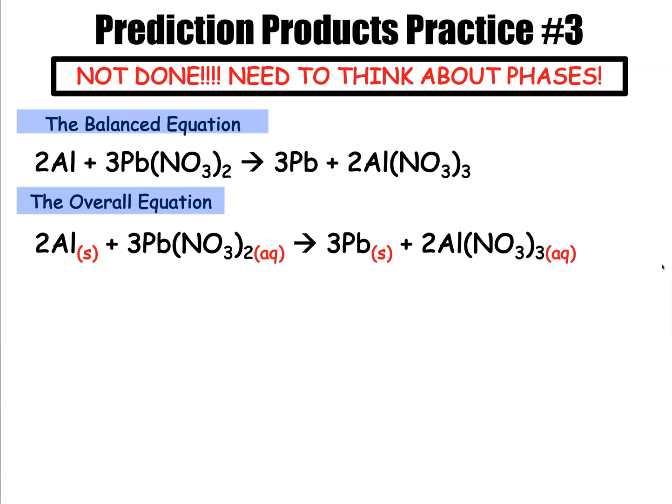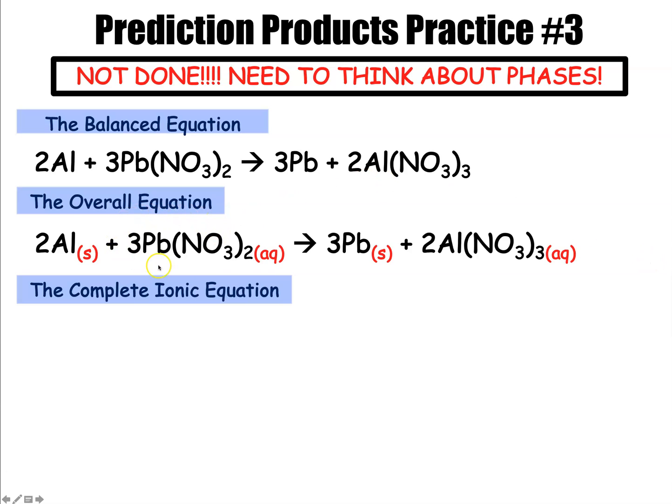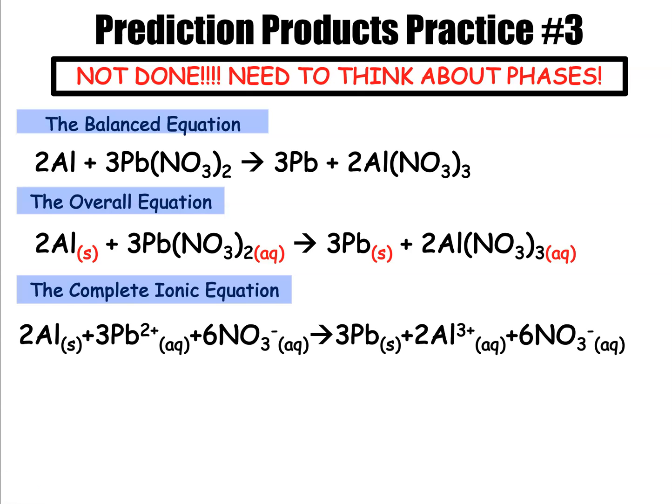Okay. The next step is we want to make the complete ionic equation. How do we do that? Well, for the complete ionic equation, we are going to take any compounds that are aqueous only. So lead nitrate is aqueous and aluminum nitrate is aqueous. Only the aqueous compounds I will split apart.